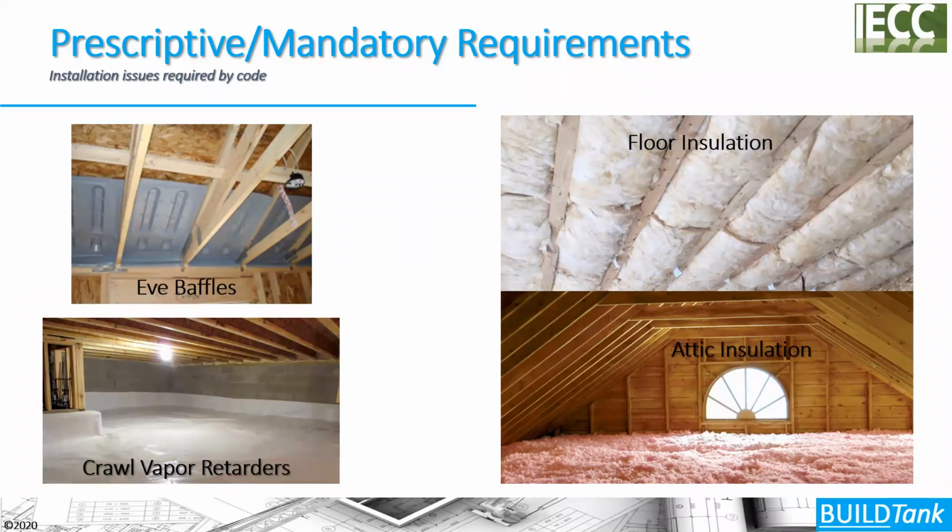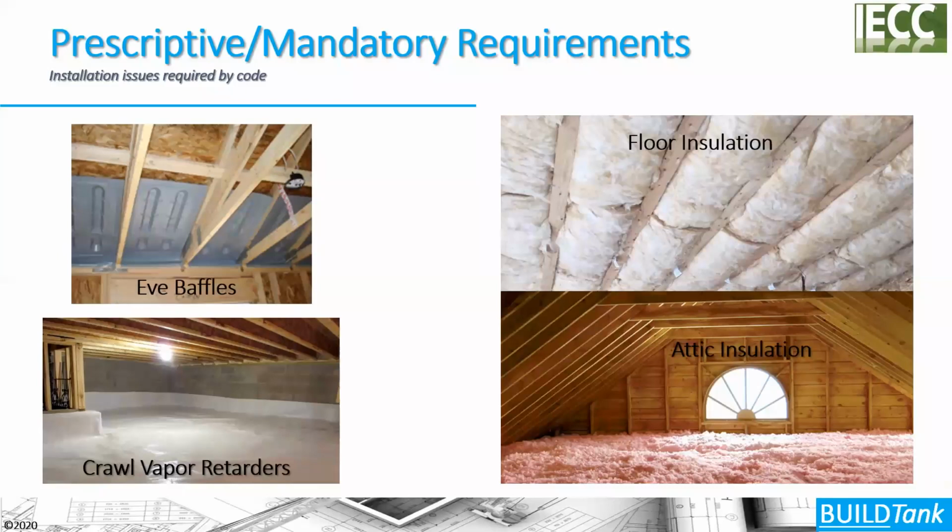There's sections in the code that talk about how you install that material. So the installation requirements are mandatory, but the R value requirements are not mandatory. Those are things that could be traded off. So we need to look at that prescriptive section of the code and understand what's mandatory in that section and what isn't mandatory in that section.